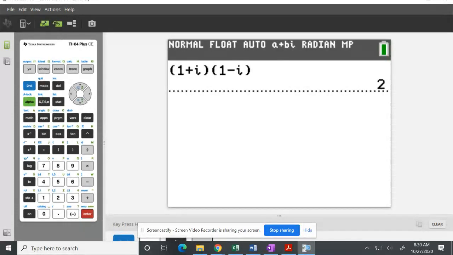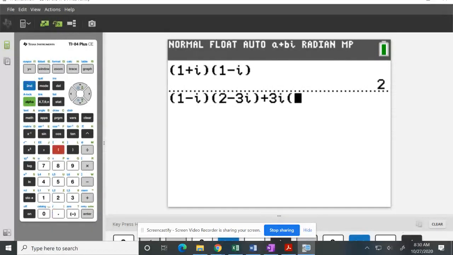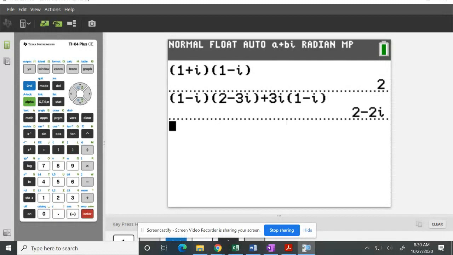Okay. Now we can even do the crazier looking ones, like the next one. So let's type this next one in the calculator and then we'll do it algebraically. The next one says 1 minus i, and we're multiplying that by 2 minus 3i, and then we're adding that to 3i times 1 minus i. So I should get 2 minus 2i for this next answer.